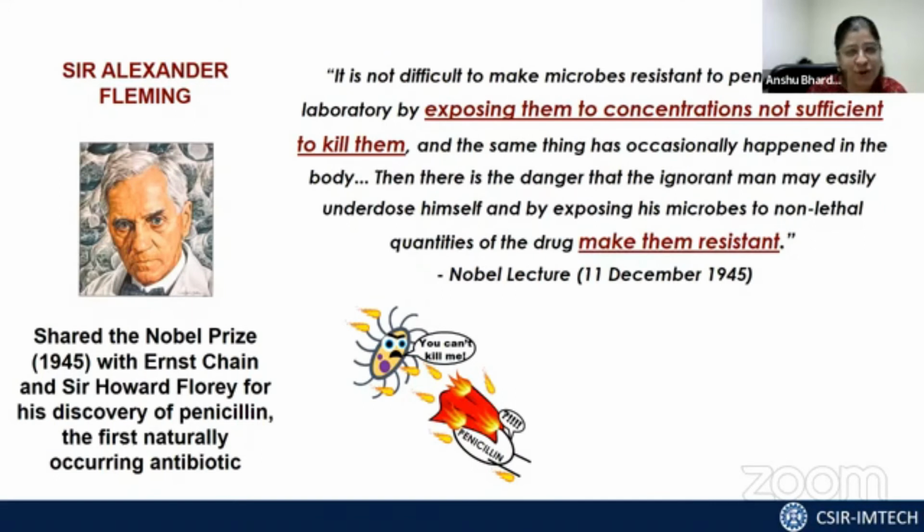So I'm pretty sure all of you know about the discovery of Sir Alexander Fleming. He discovered the first natural antibiotic, penicillin. And in his Nobel Prize speech, he actually said that if we don't take penicillin or other antibiotics carefully, the bacteria will develop resistance against these antibiotics and they may no longer work.